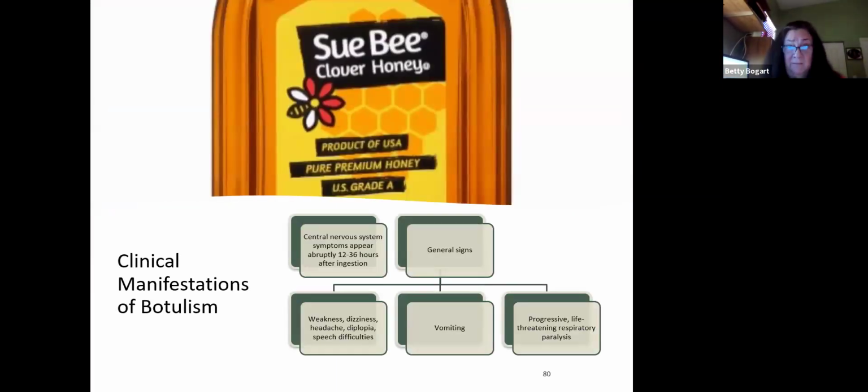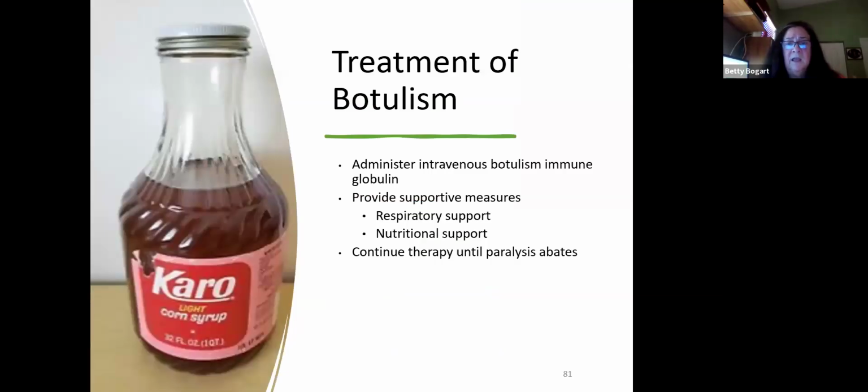Very similar symptoms to what we saw with tetanus. Again, weakness, dizziness, headache, vomiting, and again, life-threatening respiratory paralysis. So we're going to be giving again that IV botulism immune globulin. And of course, because they can't breathe, we'll support them. And always, any child who's sick for whatever reason, we always have to maintain nutrition, whether it's tube feeding, hyperalimentation, whatever, they're still growing. It doesn't stop because they're sick.